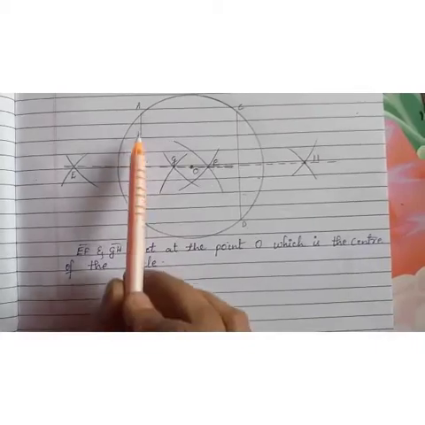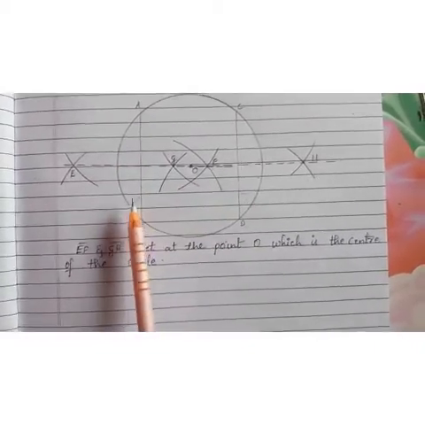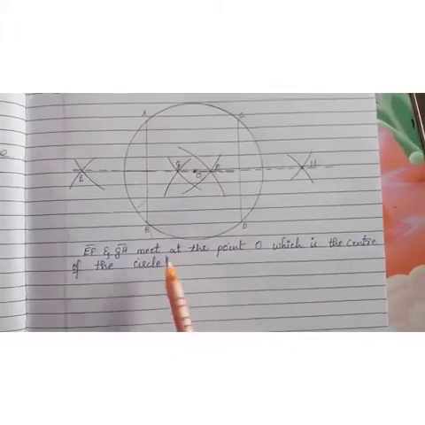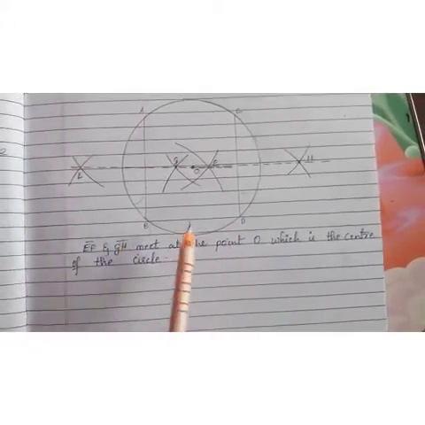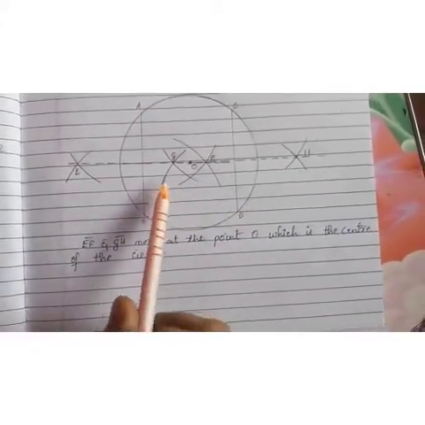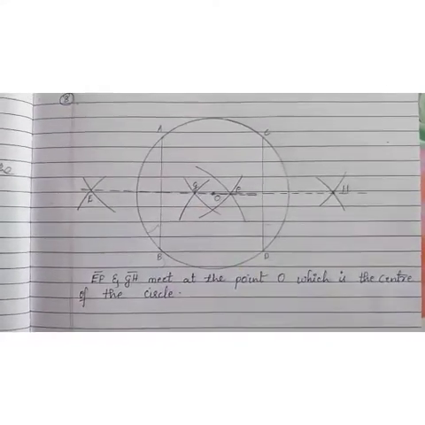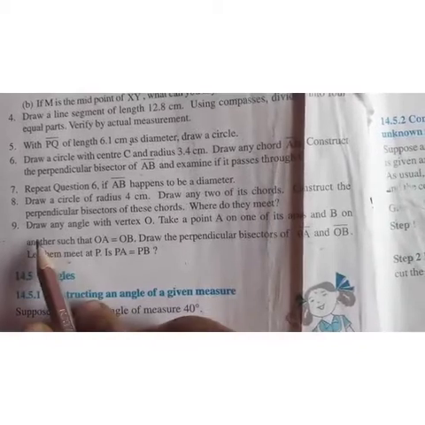So children, you can take the chords anyhow, not only like this. You can take here, you can take here, anyhow. But whenever you draw perpendiculars to these chords and extend them, they always meet at the center. Try with different chords.